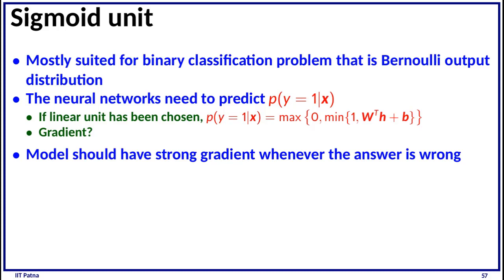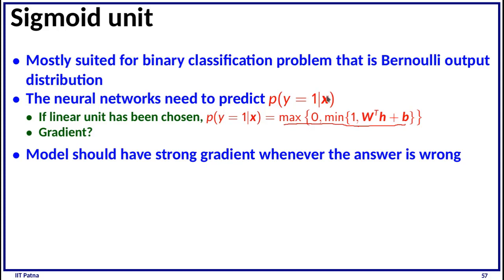Now there will be some issue if I choose a linear unit instead of a sigmoid unit to describe my classification. If I have a linear unit, then I have to restrict this output between 0 and 1 because it's a two class classification, and I will have a very complex expression to specify that. And when I need to determine the gradient of this kind of expression, it will also be a very tedious job.